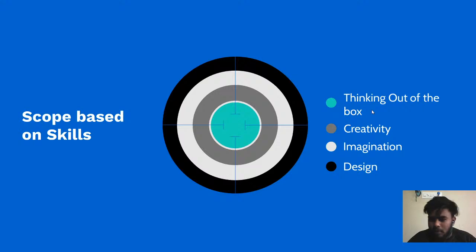And the second sub layer of thinking out of the box is creativity. Creativity comes from innovation. There is a difference between invention and innovation. Invention is when you create new things, and innovation is when you update new things from previously defined things. So creativity is vitally important, and that is the second sub layer of thinking out of the box. And the third one is imagination.